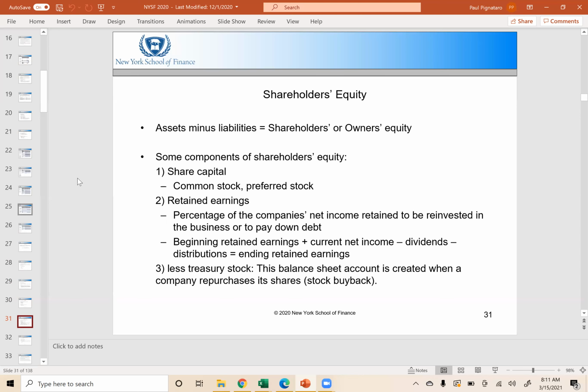And then you have treasury stock. Treasury stock is the stock that's been bought back by the business. We talked a little bit in the last class, and we talk about this more at the beginning of M&A, about how buying back stock is a strategy for improving value. So these are the three major sections of shareholders' equity.